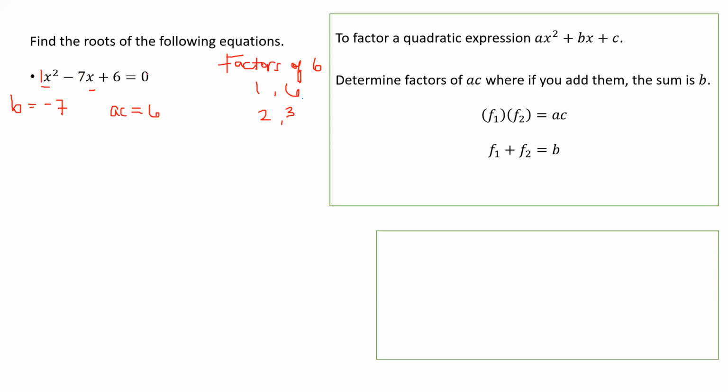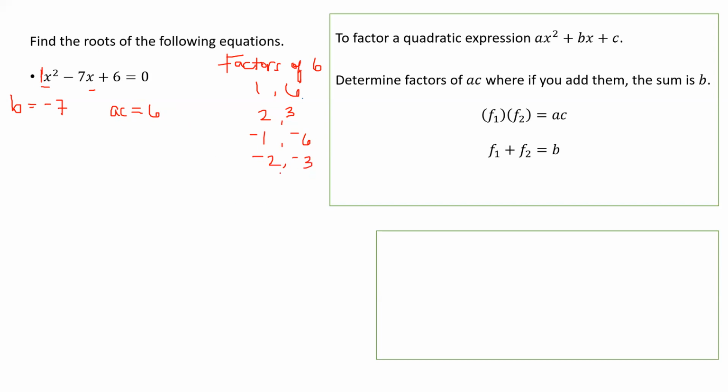So for this video, we'll just talk about the quadratic equations where the leading coefficient is equal to 1. So here, 1 times C is just C. We'll only consider the values of C here. So it's simply 6. But remember, we can also have -1 and -6, and -2 and -3.